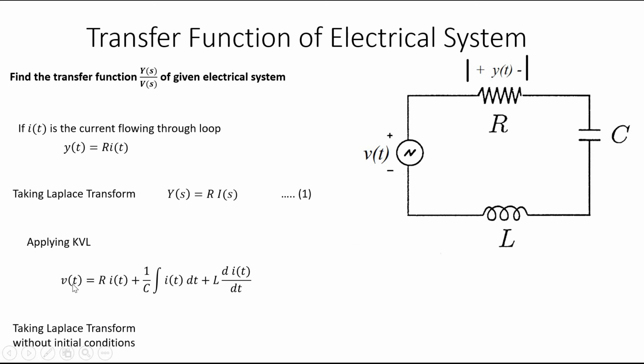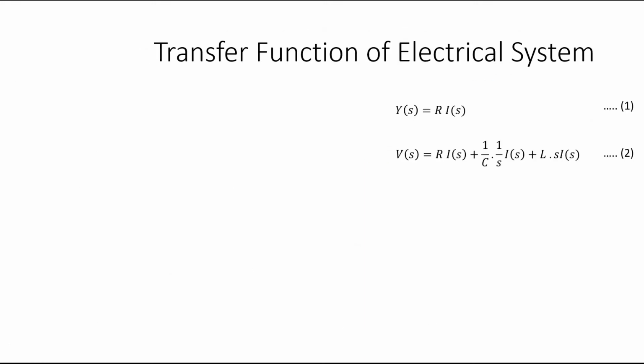We don't want to take the initial conditions. So v(t) becomes V(s), and R into i(t) becomes R into I(s), 1/C, Laplace of the integral of i(t) is 1/s into I(s), where I(s) is the Laplace of i(t). Then L into the Laplace of the differential, which is s into I(s). Let this be equation 2.